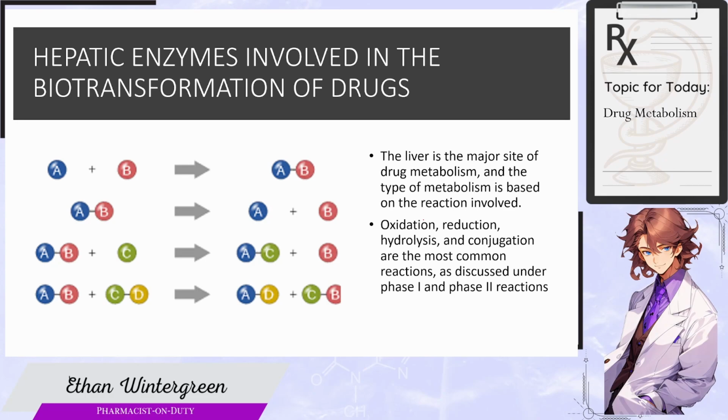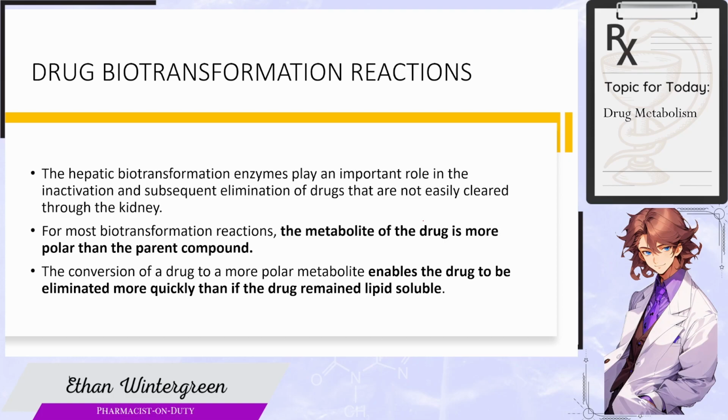So the liver is the major site of drug metabolism. There are a lot of reactions that occur, examples like oxidation, reduction, hydrolysis, and conjugation. These are the most common reactions, and we will be discussing them later as phase 1 and phase 2 reactions. Hepatic biotransformation plays an important role in the inactivation and elimination of drugs. For most biotransformation, the metabolite of the drug is more polar than the parent compound, since the goal again is to make sure that it is soluble in the urine.